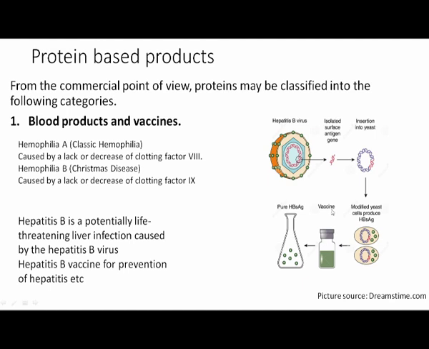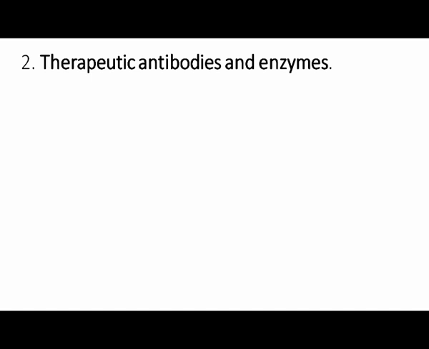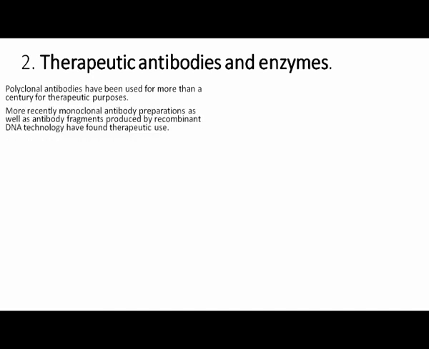The second type of product is therapeutic antibodies and enzymes. These are huge markets all around the world. Polyclonal antibodies have been used for more than a century for therapeutic purposes, whereas more recently monoclonal antibody preparations as well as antibody fragments are produced by recombinant DNA technology and have found therapeutic use.